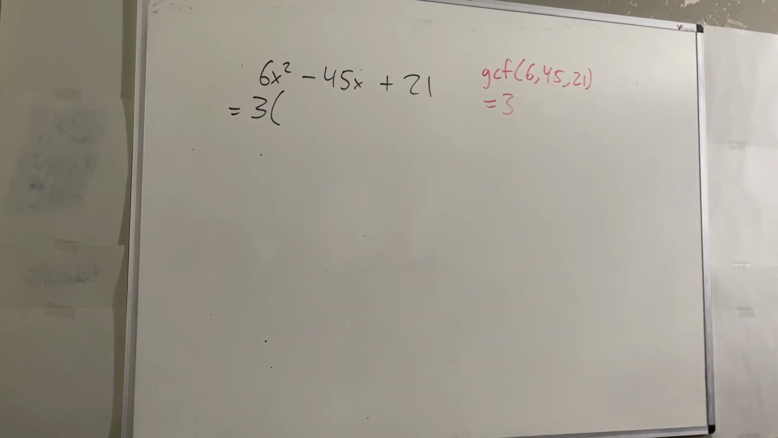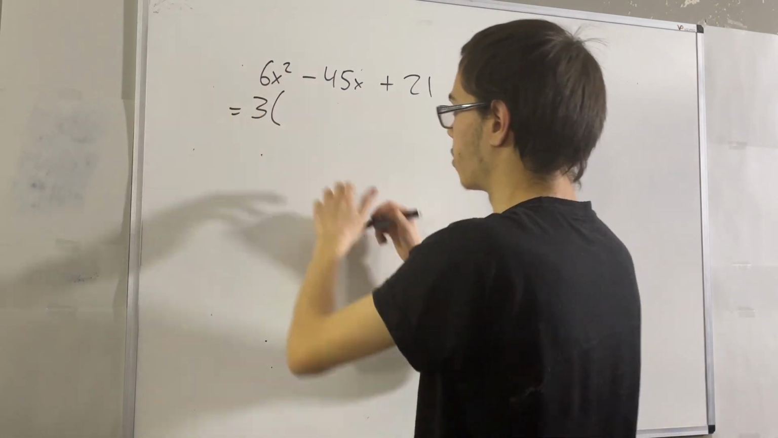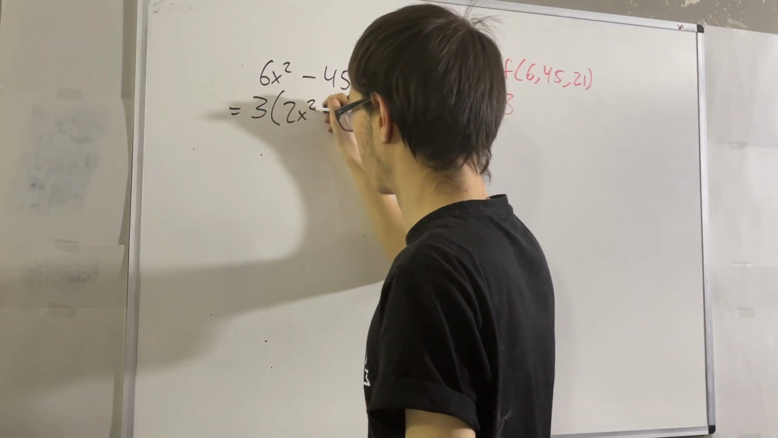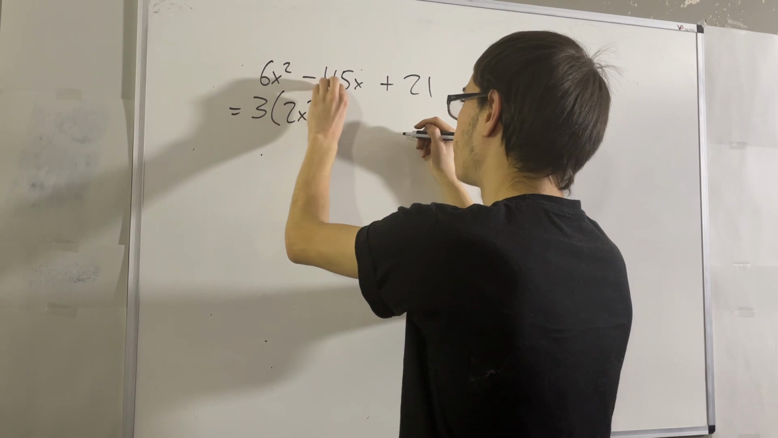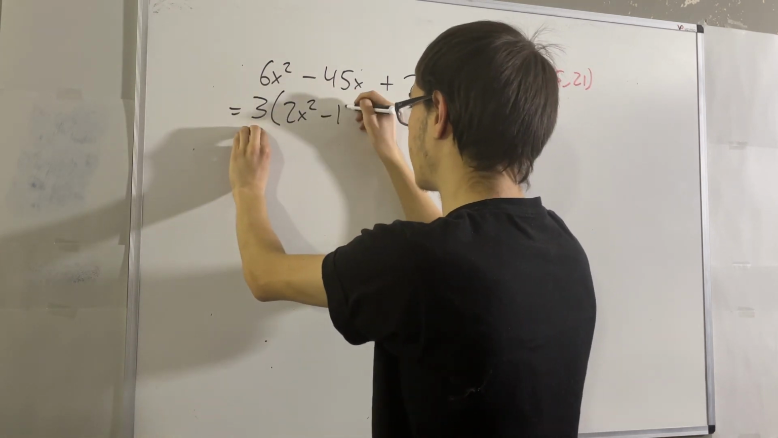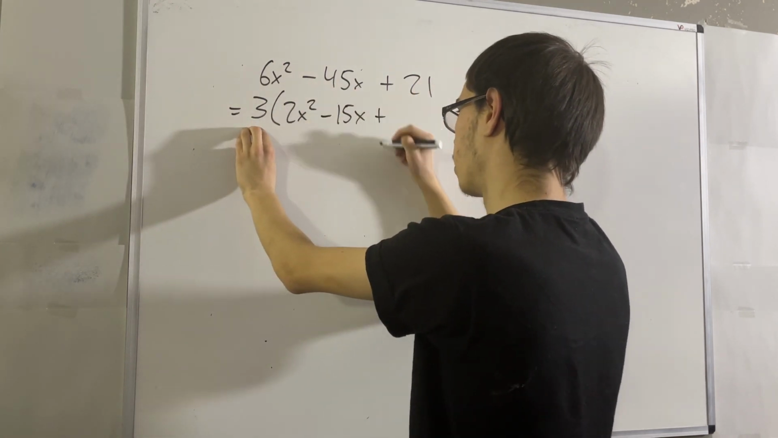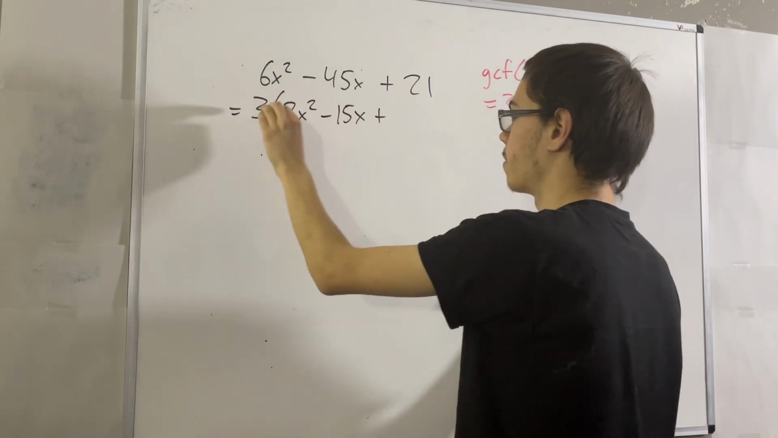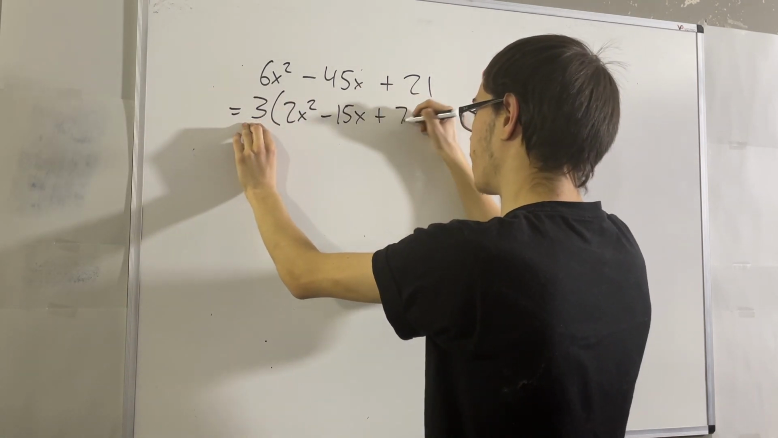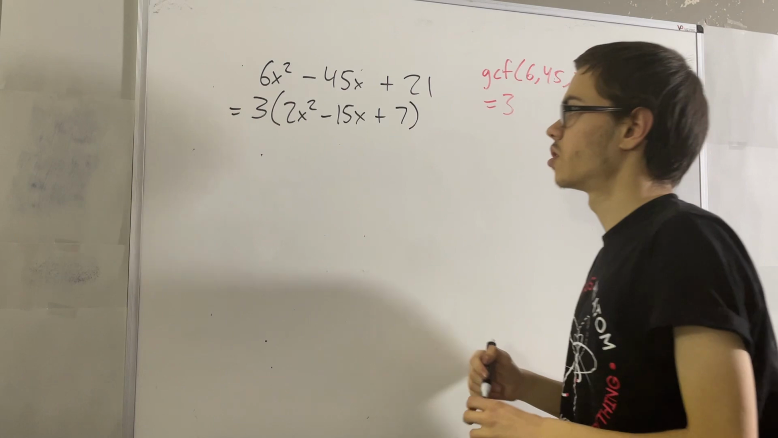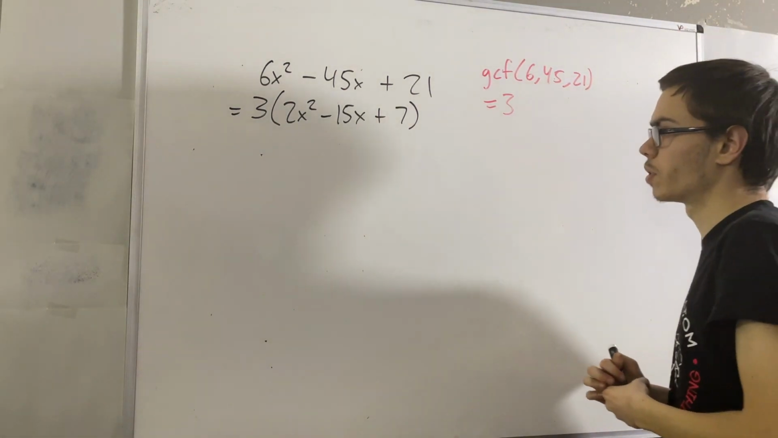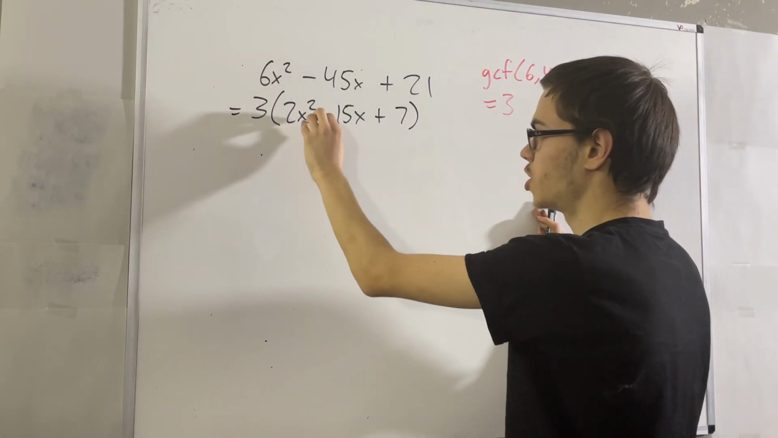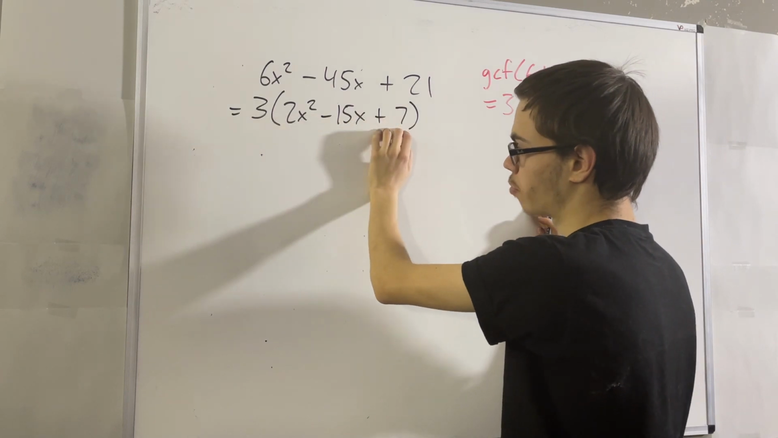Six x squared divided by 3 is 2x squared. Minus 45x divided by 3 is minus 15x, plus 21 divided by 3 is 7. So what we're left with is 2x squared minus 15x plus 7 in parentheses.